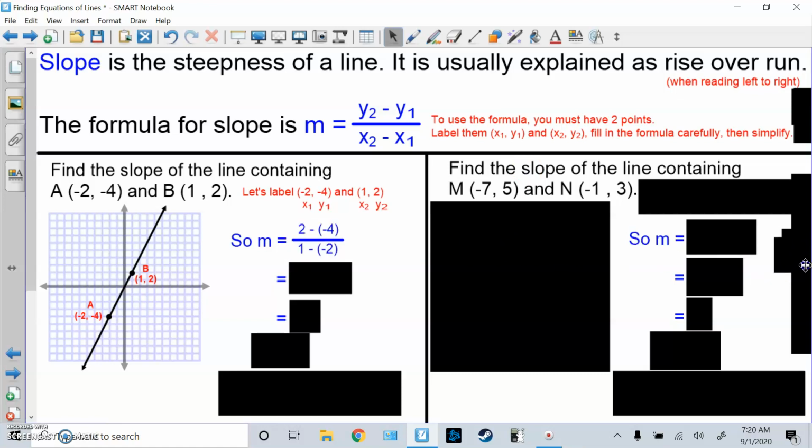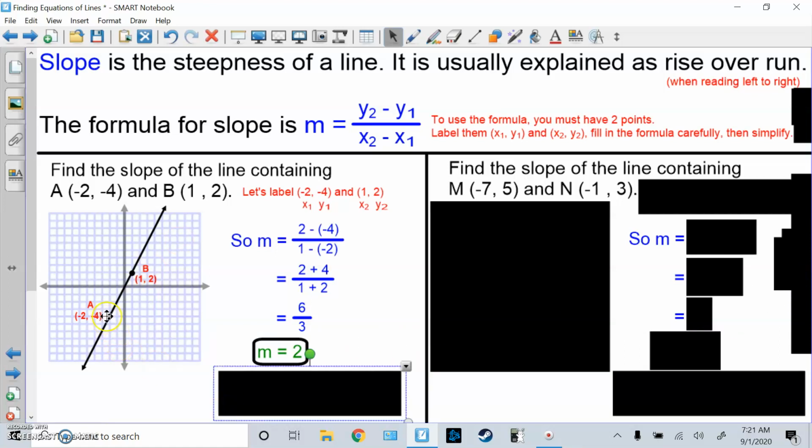So when you fill in the formula, you get this. y2 is 2 minus y1, which is -4. When you subtract a negative, make sure you put parentheses, because that's going to be adding in a second. And on the bottom, 1 minus -2. So subtracting a negative means adding. So the top's really 2 plus 4. The bottom's really 1 plus 2. That's 6 on top, 3 on bottom. Then always reduce. That's 2. So this has a slope of 2.